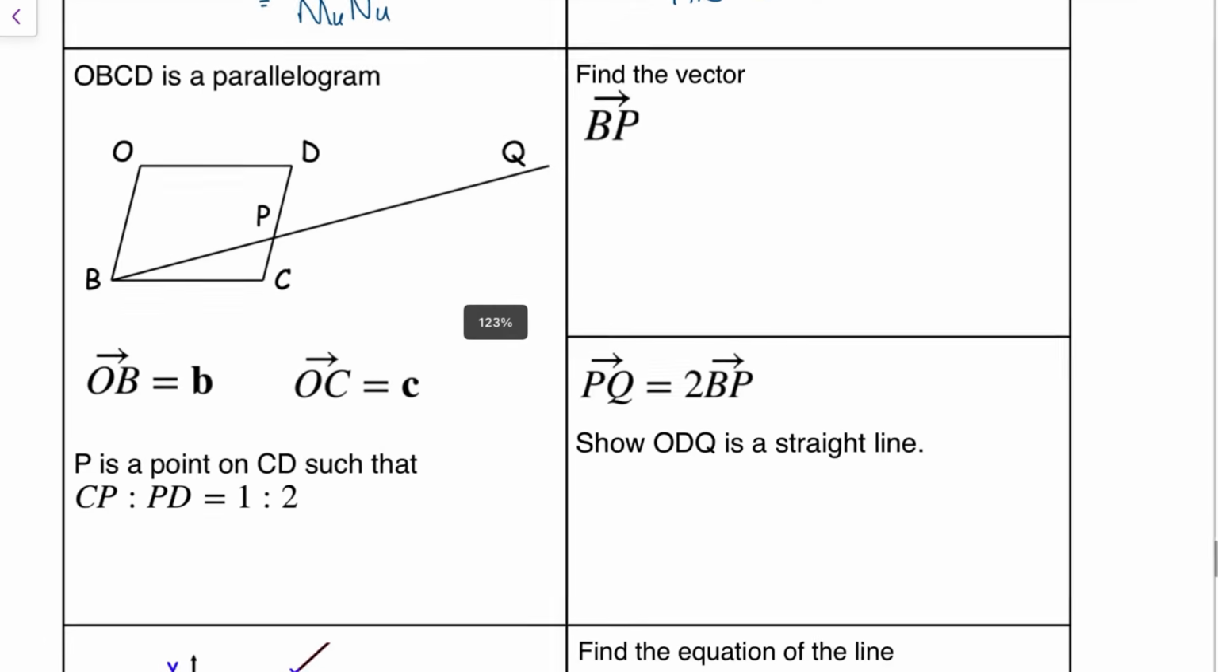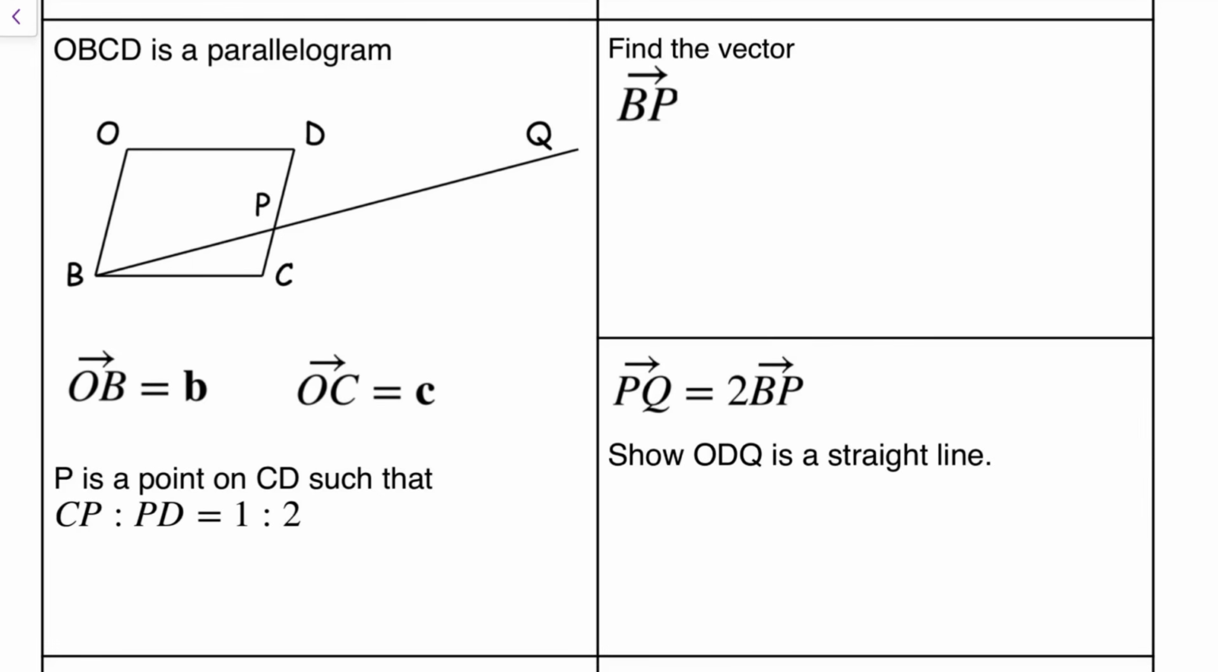Next question. It looks like we have a vectors question. OBCD is a parallelogram. Obviously parallelogram is really important because it means that OD is the same as BC and CD is the same as OB. It says O to B is b, so I'm going to put the arrow on nice and clearly. It also means that D to C is b as well, but I won't write that on because I think I know what's going to come.